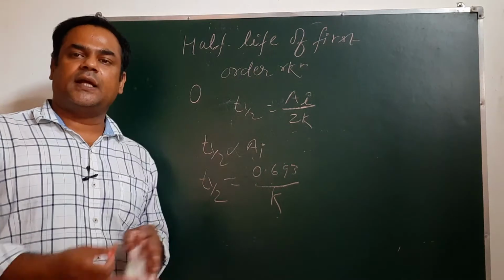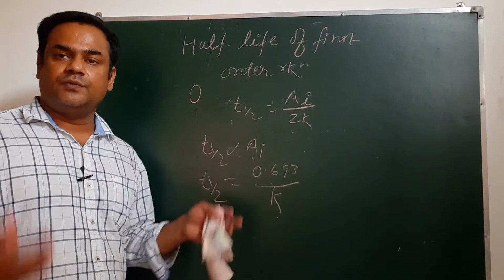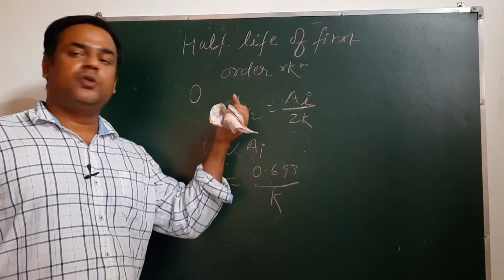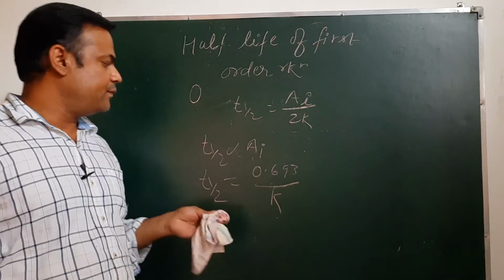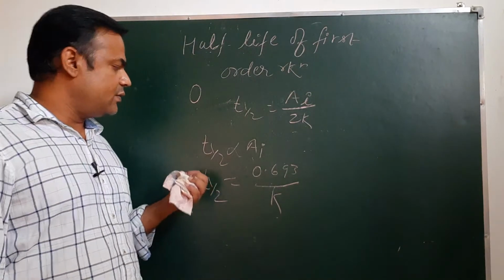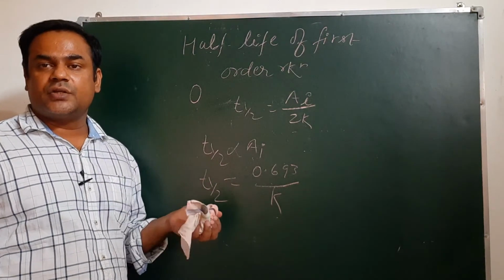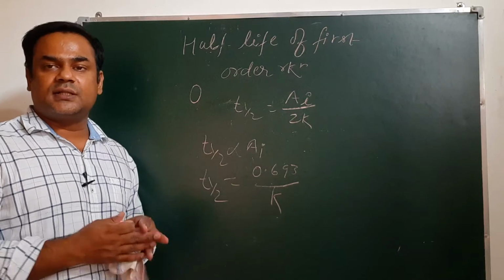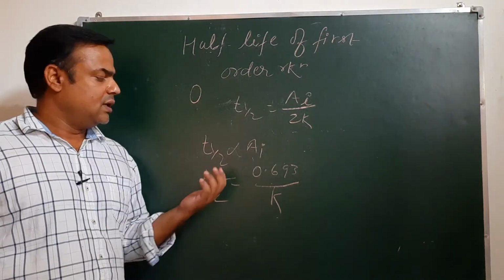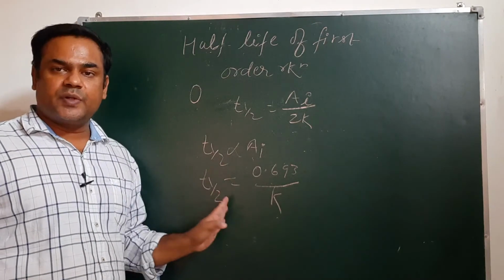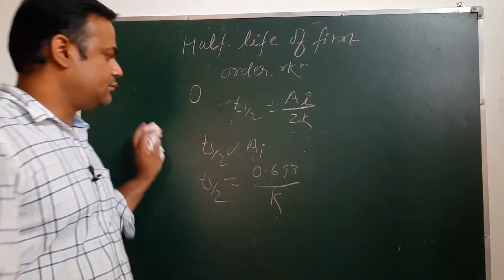So in the rate expression we have seen rate is independent of concentration in case of zero order reaction, but half life is directly proportional to initial concentration. Similarly, in case of first order reaction rate is directly proportional to concentration of reactant. When you increase the concentration, rate of reaction will increase, but half life is independent. Why? Because we can see here the expression T half equals to 0.693 divided by K.